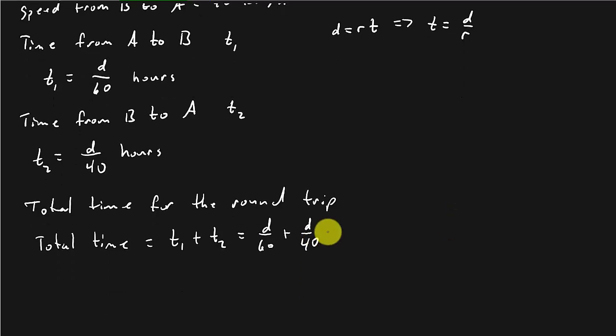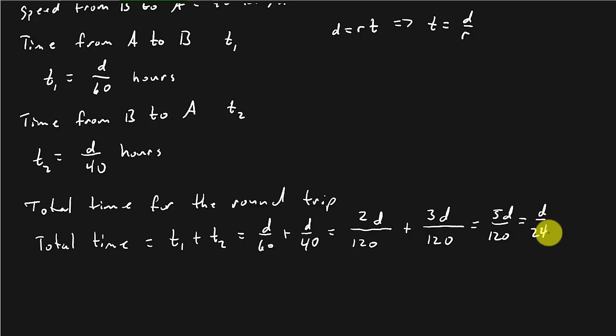So let's go ahead and see what we get here. We would get a common denominator of 120. So 60 times 2 is 120, so that would be 2D. 40 times 3 would be 120, so that would be 3D. And so this would be 5D over 120, which if we reduce that, would be D over 24. So this is our total time for the round trip.